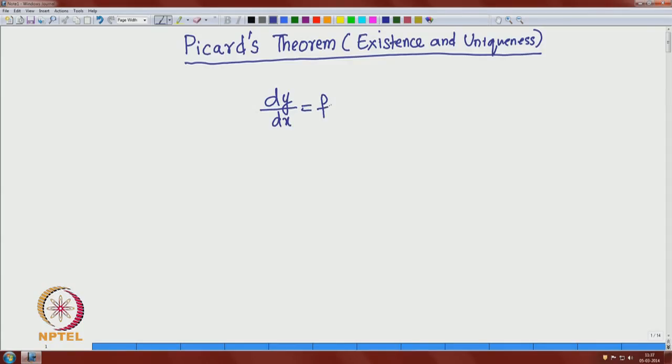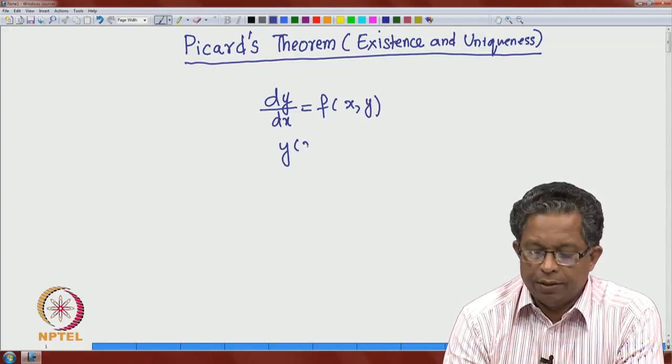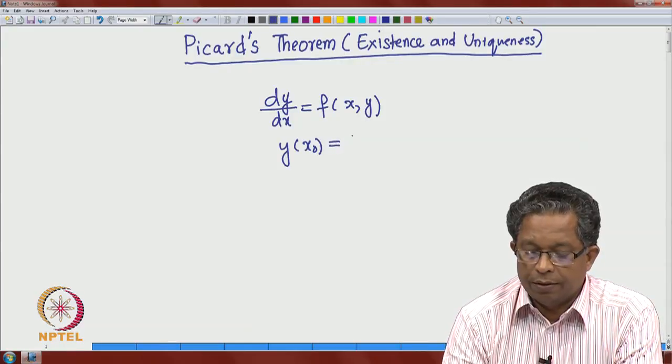Welcome back to the existence and uniqueness theorem of initial value problems. In the last lecture, we have seen that an initial value problem has a unique solution if the function satisfies a Lipschitz continuity condition with respect to the dependent variable y. So, we deal with the initial value problem dy/dx = f(x, y), and the initial condition is y at x0 is y0.